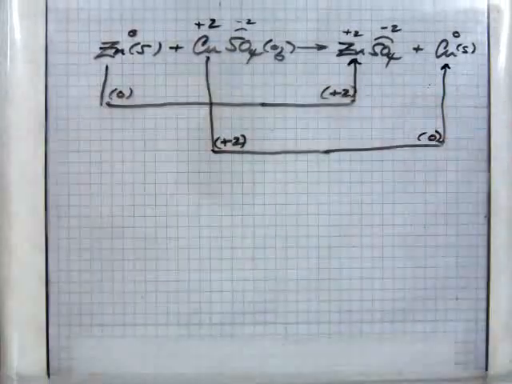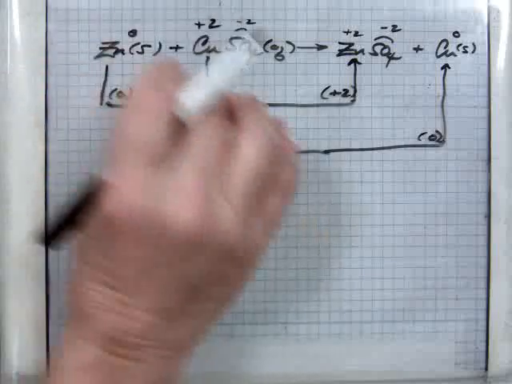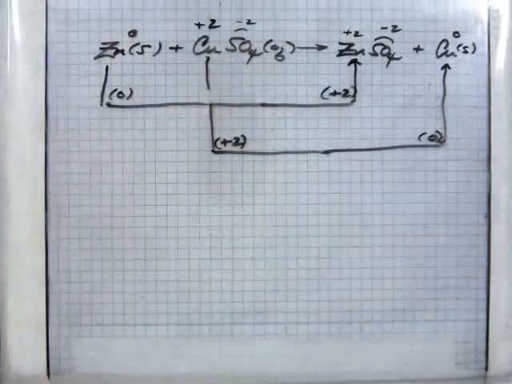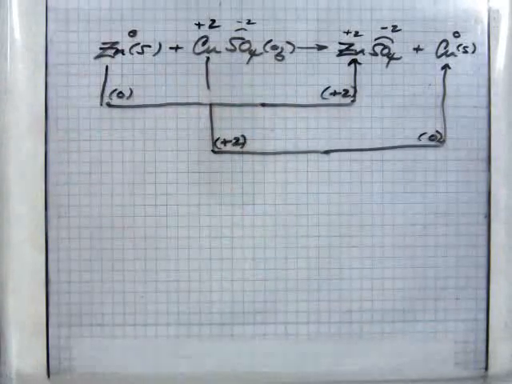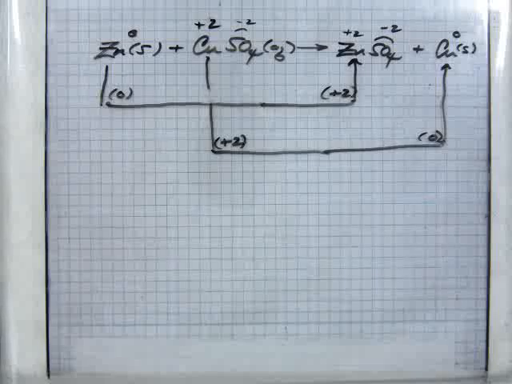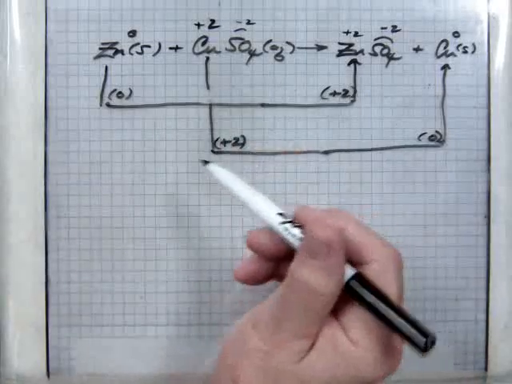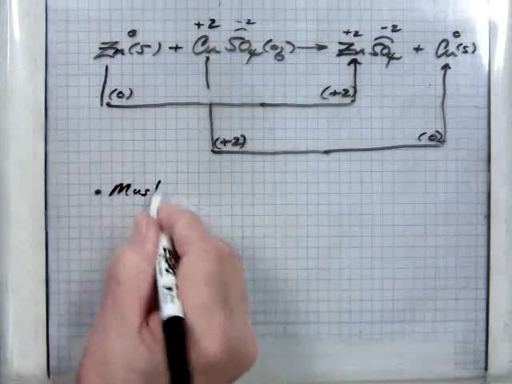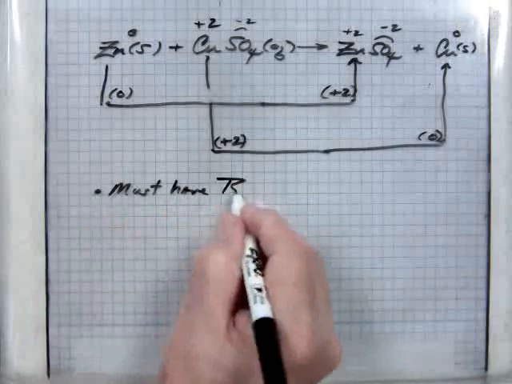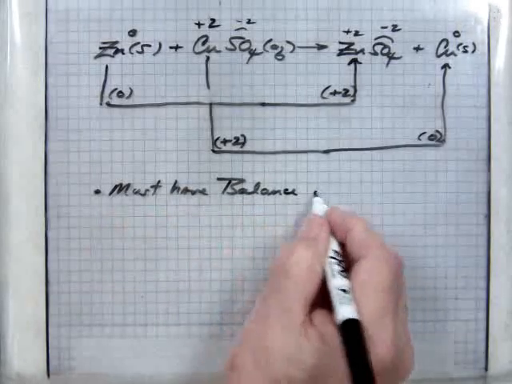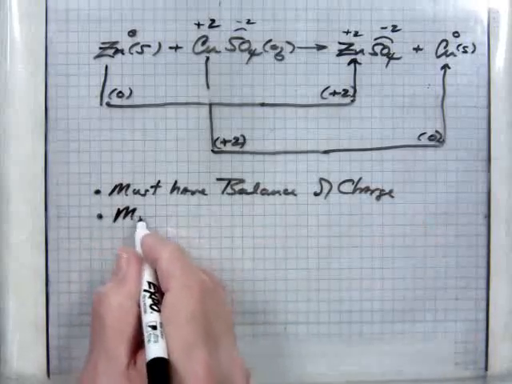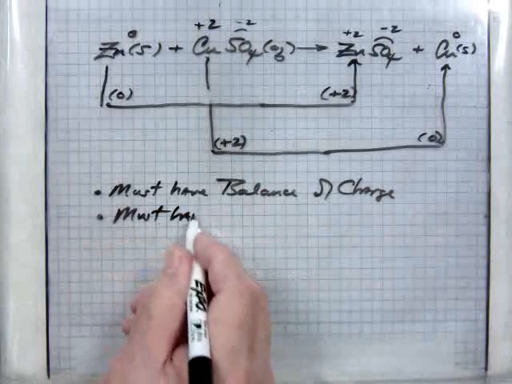Now, the next question is, how did this occur? It occurs by oxidation and reduction, as a result of electron transfer. So oxidation reduction deals with the process of electron transfer. Now, in this process, two things are required. You must have balance of charge, and must have balance of mass.